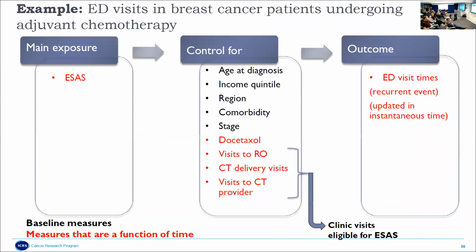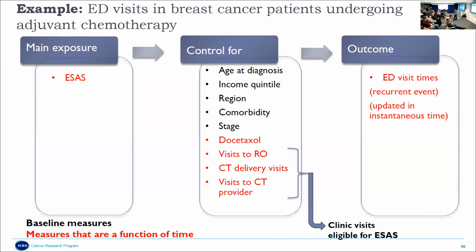So we wanted to control for age, their income, their limb, their comorbidity, stage, the type of chemo, so docetaxel, number of visits to radiation oncologists, the number of visits for chemotherapy, their chemotherapy provider, other types of visits.